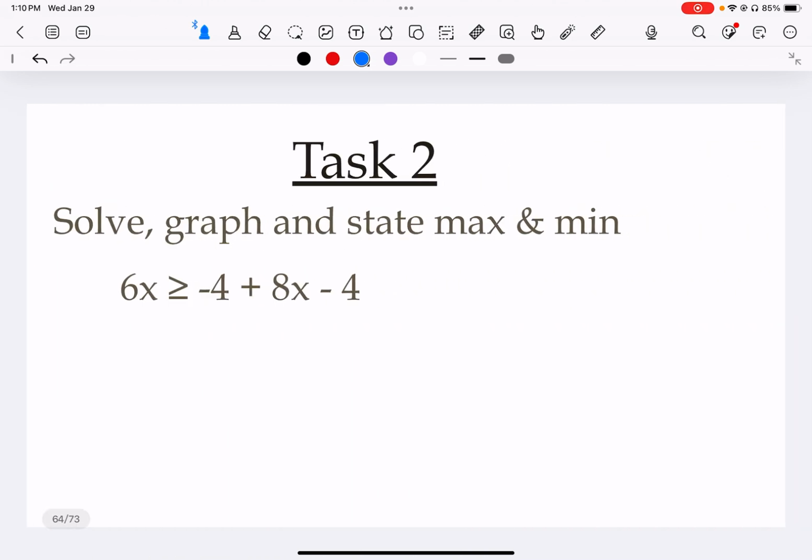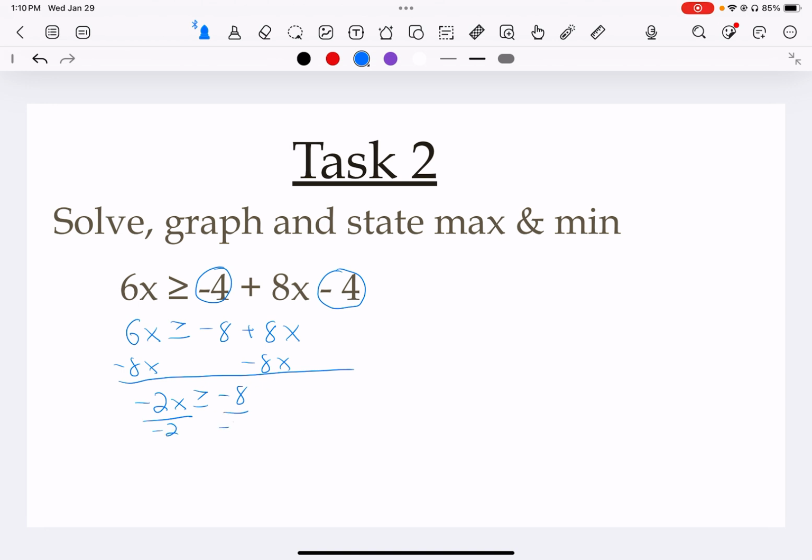Solve, graph, and state the max and the min. So I have 6x is greater than or equal to... I'm going to combine these like terms. Negative 4 minus 4 is negative 8 plus 8x. Subtract 8x from each side. I'm left with negative 2x is greater than or equal to negative 8. I'm going to divide both sides by negative 2. And since I divided by a negative, I have to remember to flip my inequality sign. So now it's x is less than or equal to 4.